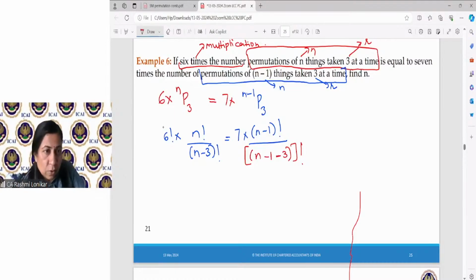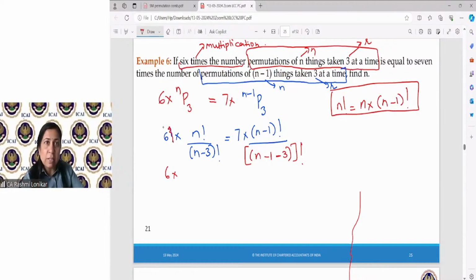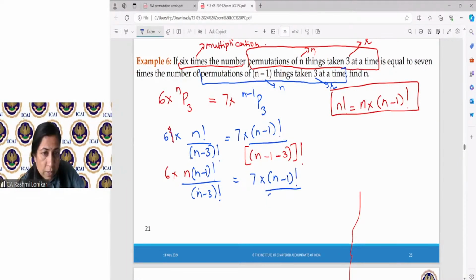So this is 6 into n, and this is n minus 1. What is the relation between n and n minus 1? n factorial can be written as n into n minus 1 factorial. ये आप याद भी कर लीजिए, उसके लॉजिक की कोई जरूरत नहीं है. It is logical, you can derive it, but n factorial can be written as n into n minus 1 factorial. So this can be written as 6 into n into n minus 1 factorial upon n minus 3 factorial, which is equal to 7 into n minus 1 factorial upon n minus 4 factorial.